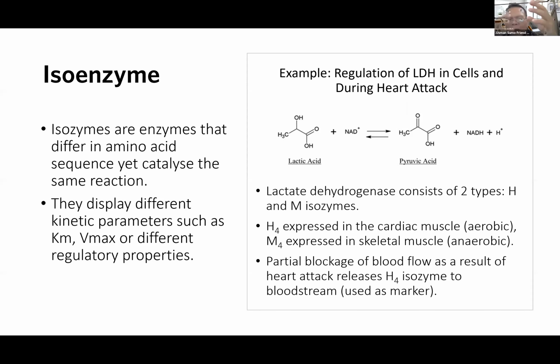So, discussing isoenzymes is completely interesting to understand, and I think it's also interesting to do research related to this isoenzyme. Next slide, please.